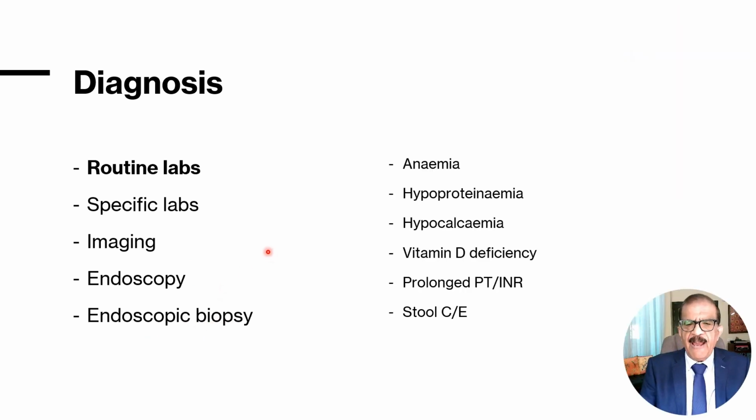In routine labs, we will look for anemia; HB or hematocrit may be low, and we also see the red blood cell indices. There may be a hypochromic microcytic picture, or a macrocytic picture, or a mixed population picture. And if you do iron studies, iron may be low, ferritin may be low, total iron binding capacity may be low or high. So I think that kind of picture.